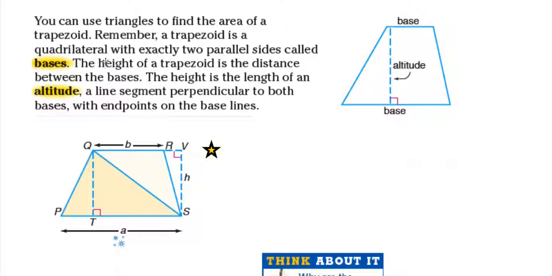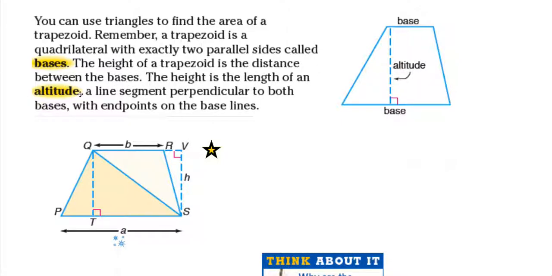If you recall, the definition of a trapezoid is something like this. But before that, you can use triangles to find the area of a trapezoid. Remember, a trapezoid is a quadrilateral with exactly 2 parallel sides called bases. So this is your trapezoid. It's a 4-sided figure with 2 bases that are parallel to each other.